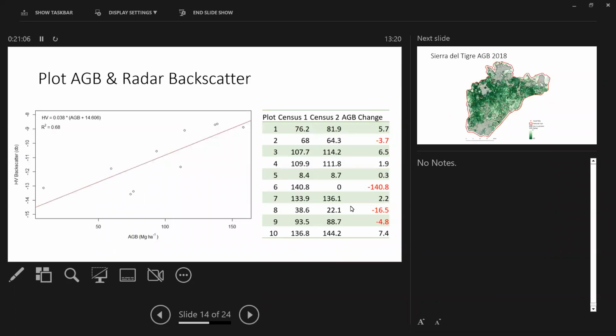What we did then, and this is just data from one of the years, is plot the biomass from the plots against the backscatter, and you can see this is quite a nice relationship. As biomass increases, the backscatter also increases.